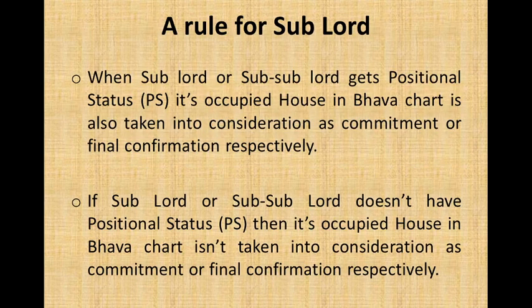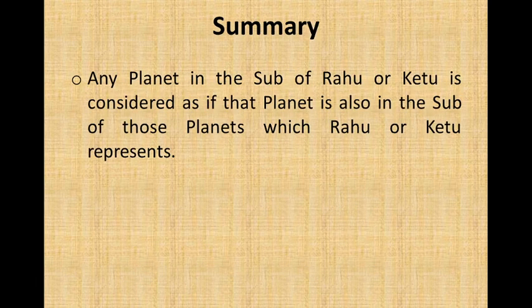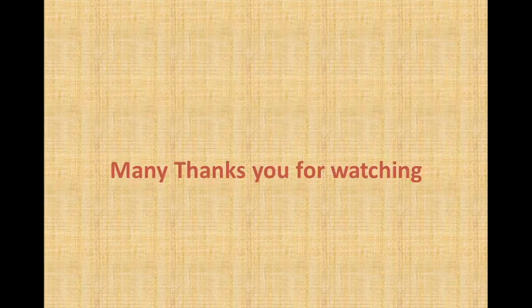When a sublord or sub-sublord gets positional status, its occupied house in the bhav chart is also taken into consideration as commitment or final confirmation respectively. If the sublord or sub-sublord does not have positional status, then its occupied house in the bhav chart is not taken into consideration as commitment or final confirmation respectively. Any planet in the sub of Rahu or Ketu is considered as if that planet is also in the sub of those planets which Rahu or Ketu represents.